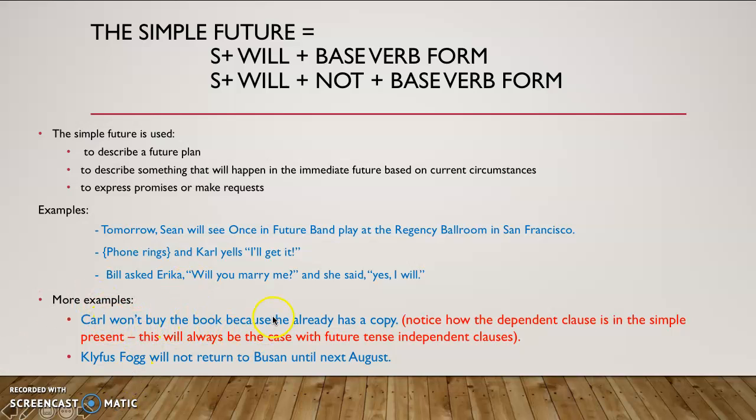Carl won't buy the book because he already has a copy. Notice how the dependent clause starts with because, and then he, and then we've got has as the verb. Notice how the dependent clause is in the simple present. This will always be the case, or should always be the case, with future tense independent and dependent clauses. Next one, Cleifas Fogg will not return to Busan until next August. So we've got the adverb not creating the negative between the auxiliary will and the base verb form return.